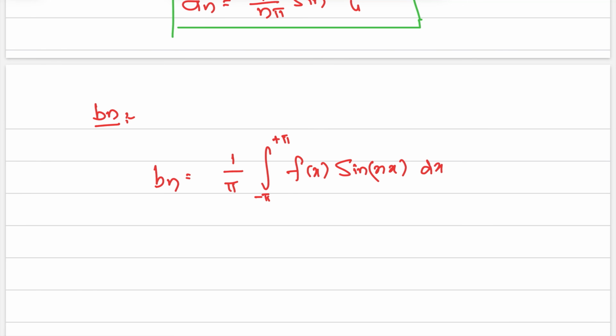Function x is equal to 1 from minus pi by 4 to plus pi by 4, because we have split this minus pi to plus pi into three different intervals. First is minus pi by 4 to plus pi by 4, where function x is equal to 1, and function x is equal to 0 otherwise.